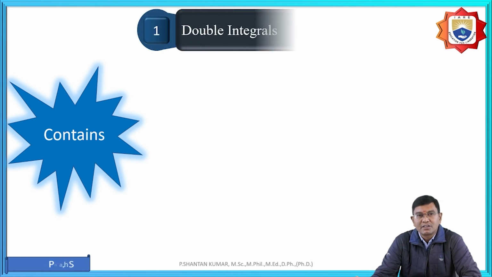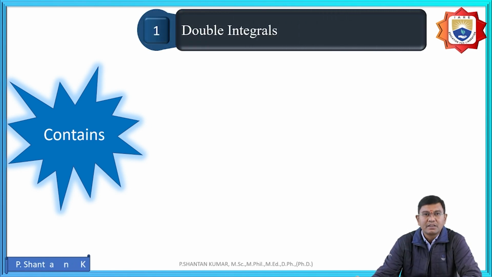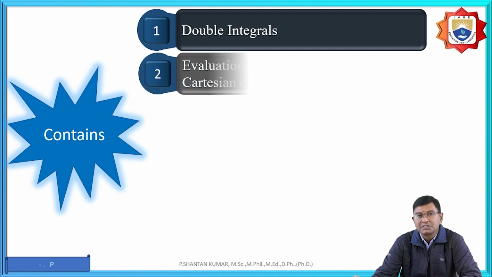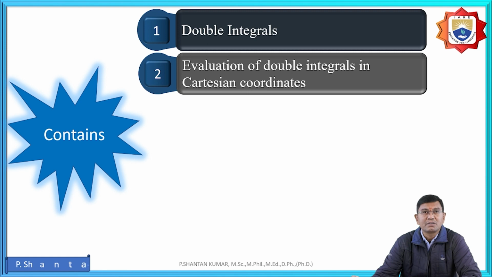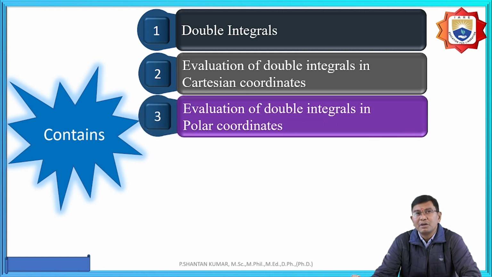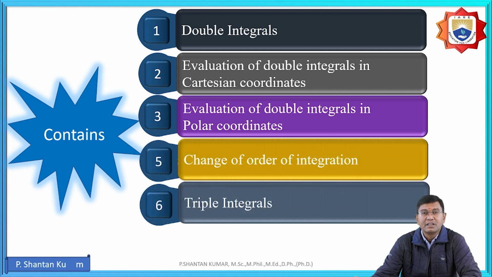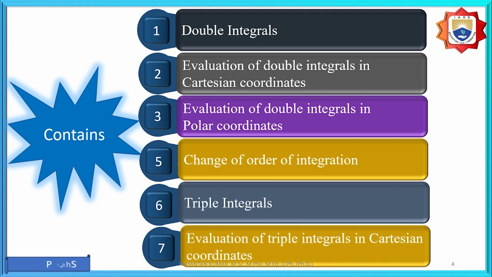Topic-wise, we have double integrations. The double integration is nothing but two integrations. Then the evaluation of double integrals in Cartesian coordinates, the evaluation of double integrals in polar coordinates, change of order of integration, triple integrations, and finally the evaluation of triple integrals in Cartesian coordinates only. These are the topics, totally 8 to 10 topics, that we'll discuss properly: the formulas, how to do the problems, and then we'll discuss the problems.